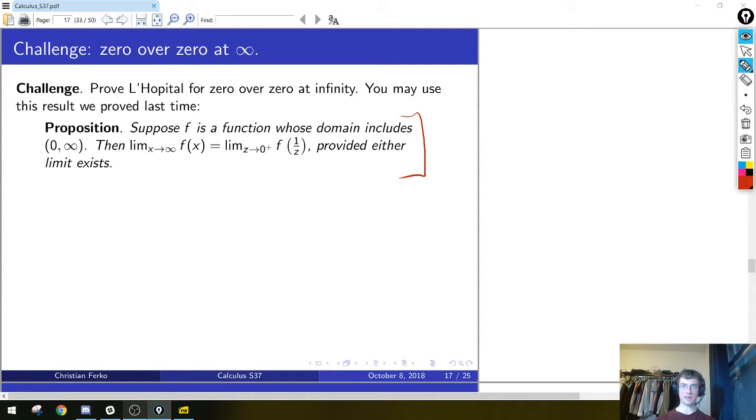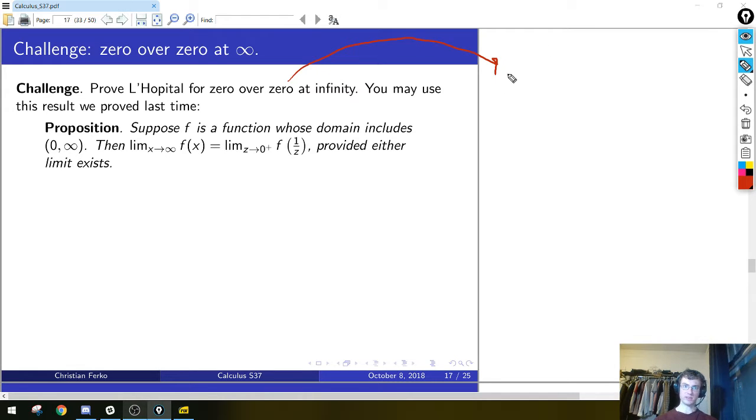This was the last thing we did last time, this proposition that if you have some function f, the limit as x goes to infinity of f is going to be the same, if it exists, as the limit as this other variable z goes to 0, where now you plug into f this function 1 over z. So we proved this last time. It's not very deep. It's just this change of variables of replacing x by 1 over z. You can use that to prove this result in this challenge, and it's actually pretty short once you do it.